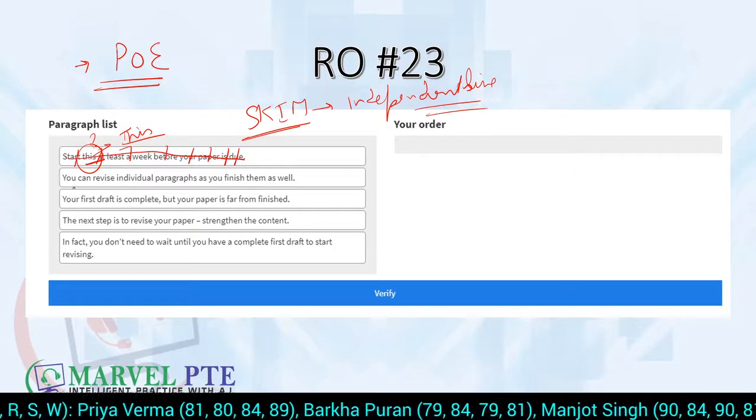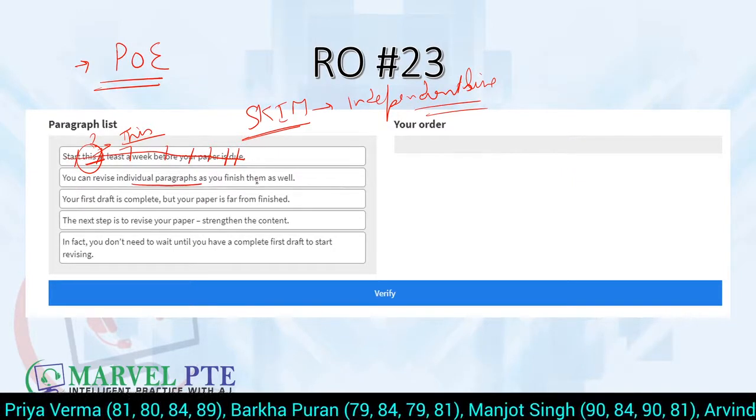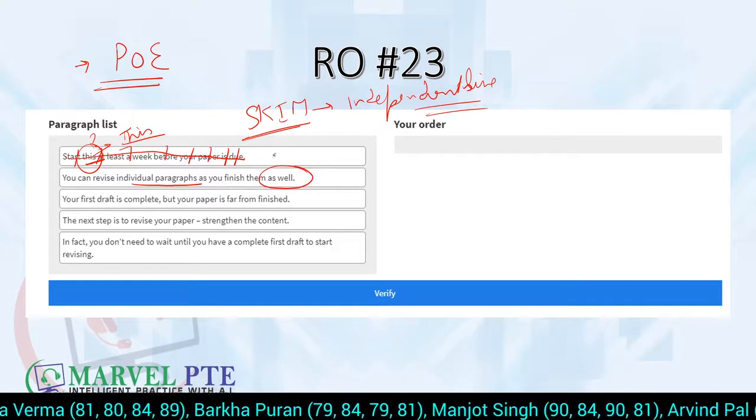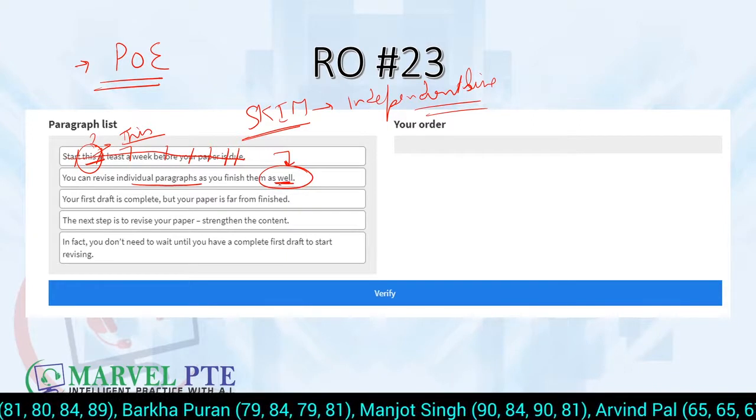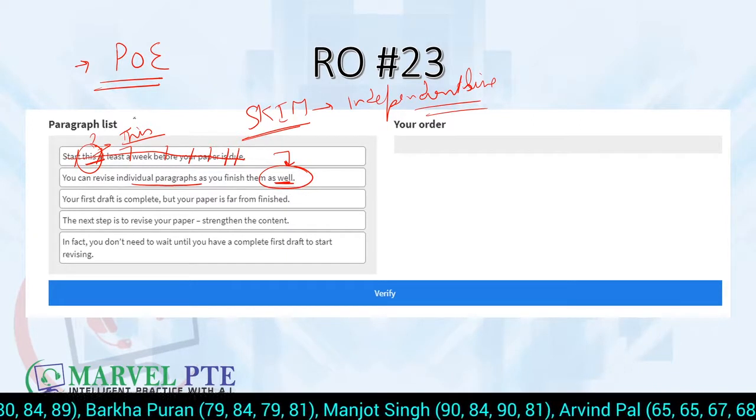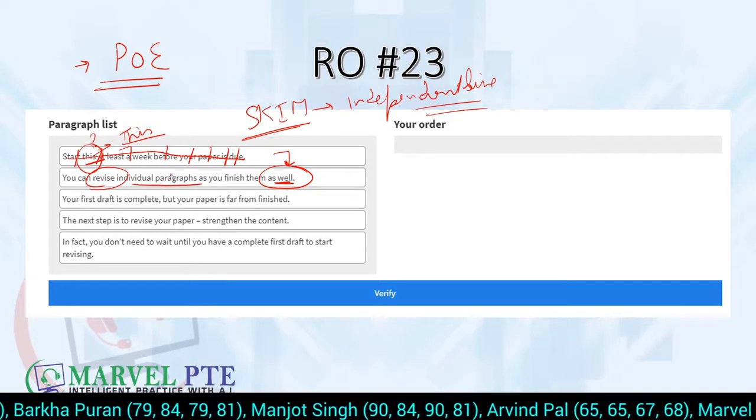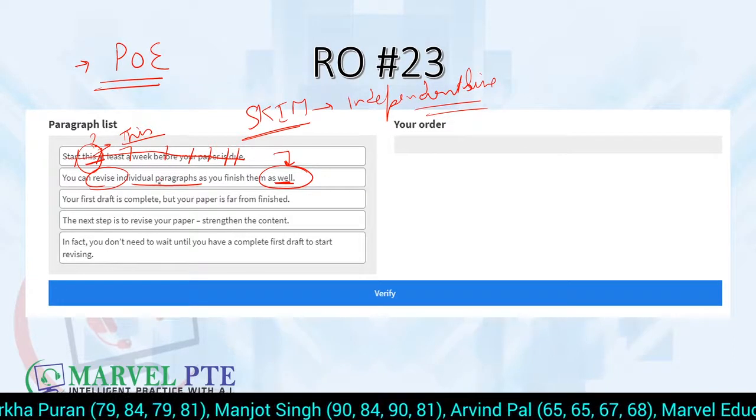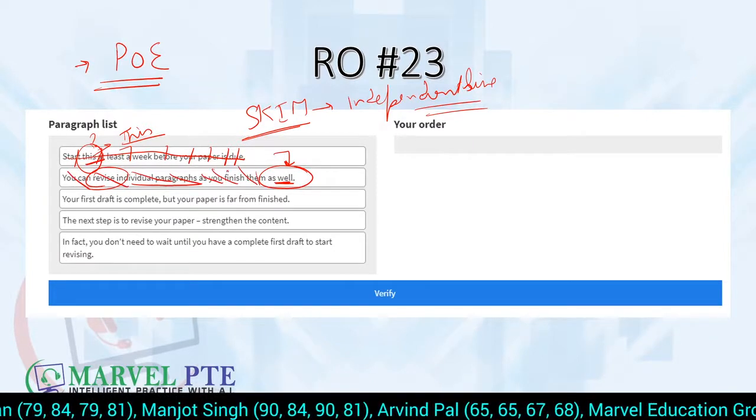Now let's see the next line. You can revise individual paragraphs as you finish them as well. When you're talking about "as well", it means that you have already talked about revising or something like this. You would have mentioned some terms related to revision or revising or revised. So it cannot be an independent line because of "as well".